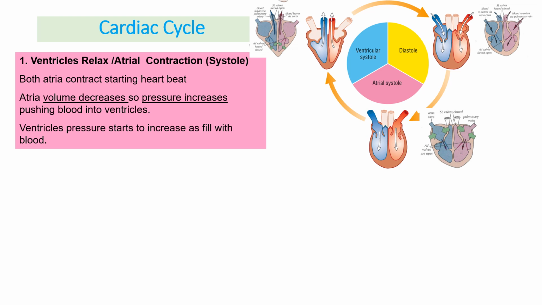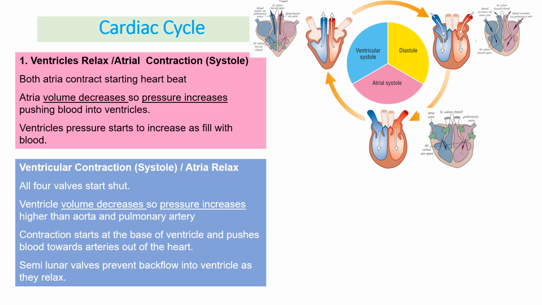So the cardiac cycle is split into three areas. First of all, the ventricle and atrial are relaxed and the atrial contracts in something called atrial systole. And this is when the atrial volume gets smaller because of the contraction, increasing the pressure in the atria, forcing blood into the ventricles. The ventricle pressure then starts to increase as it fills with blood.